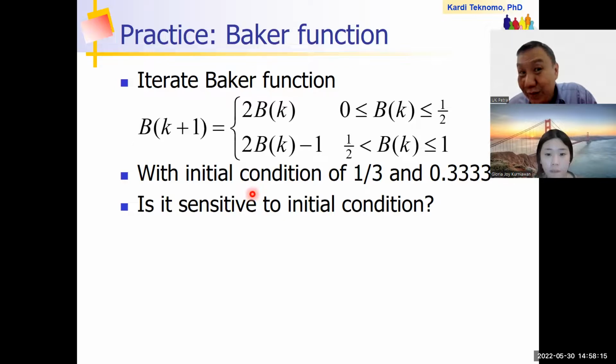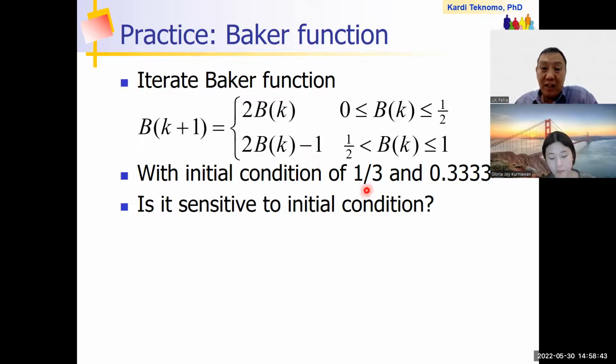So, this is another example of a well-known function. It's not logistic. This is called the Baker function. Again, this is a difference equation, but this one is based on the value. If the value of the Baker function is between 0 and half, the next value is 2 times the Baker function. If the value is between half and 1, then the next is 2 times the Baker function minus 1.